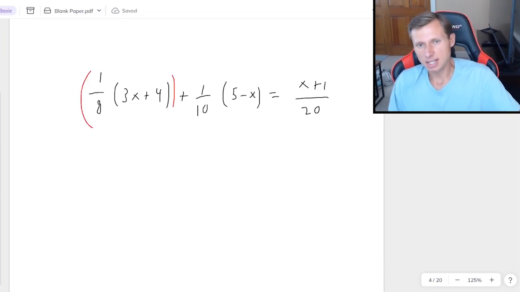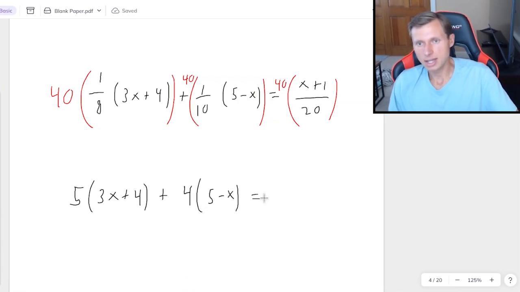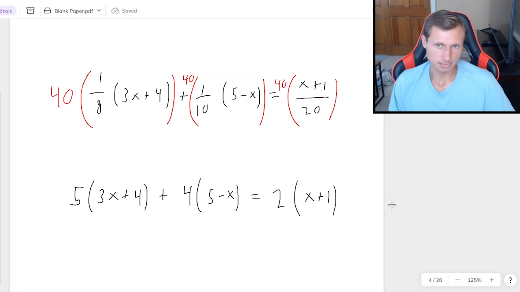So what that means is I'm going to be multiplying each of these fractions by 40 and then reducing. So for the first one, 40 divided by 8 is going to get me 5, and then keep the 3x plus 4 in parentheses, plus 40 divided by 10 is 4 times 5 minus x, and then that's going to equal 40 divided by 20, which is 2 times the quantity x plus 1. Remember, I don't need to multiply 40 by the part in parentheses, I just need to do it by the fraction.